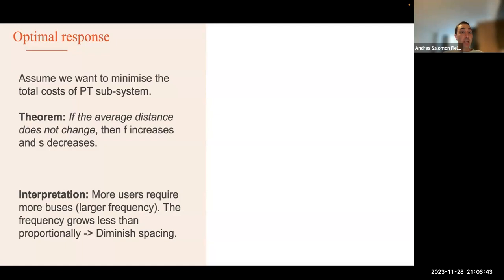So if we want to minimize the total cost of the public transport subsystem, we have a theorem that says that if the average distance does not change, then the frequency has to increase and the spacing has to decrease. The main reason for this is because we have more users, and therefore users are more relevant compared to the operators.